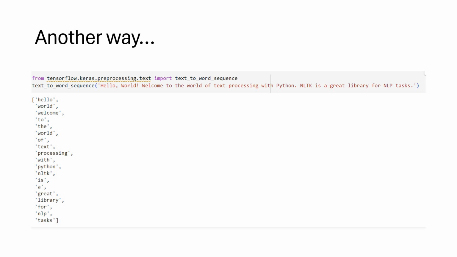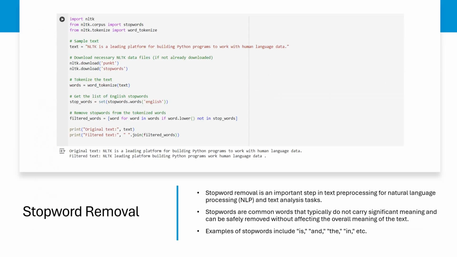We can also do this with TensorFlow. From tensorflow.keras.preprocessing.text, if we import text_to_word_sequence, we'll be able to get the tokenization done appropriately also. That's very simple. And stop word removal is the next one that we are going to see. We are going to remove the stop words like "is", "in", and "the". All these are going to be removed and it's going to be simple.